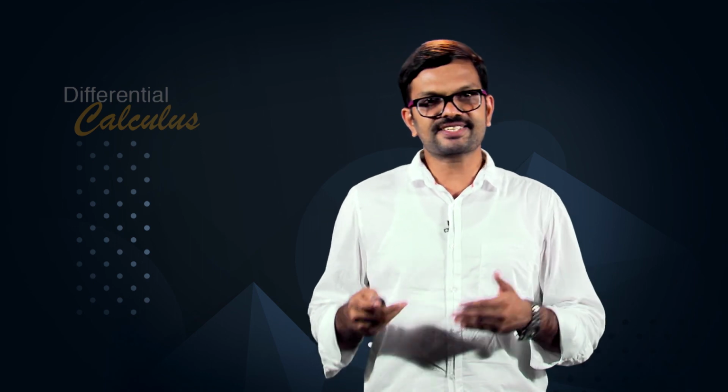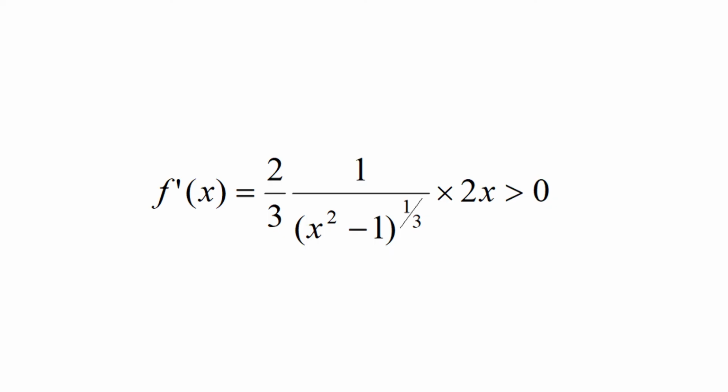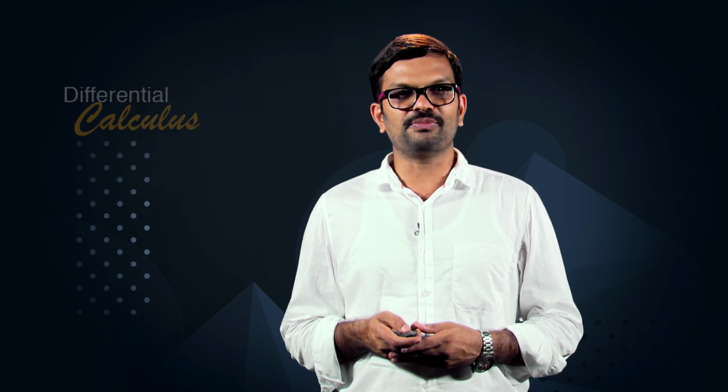If minus 1 is less than x less than 0, then f dash of x equal to 2 by 3 into 1 by (x square minus 1) to the power 1 by 3 into 2x is greater than 0, as both numerator and denominator are negative. Hence, f is increasing in the interval minus 1 to 0. Thus, x equal to minus 1 is a relative minimum.